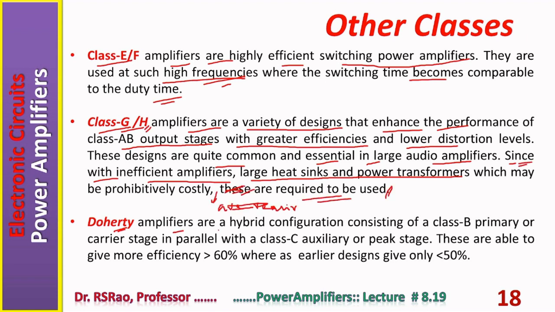Doherty amplifiers are a hybrid configuration consisting of a class B primary or carrier stage in parallel with a class C auxiliary or peak stage. These are able to give more efficiency, more than 60%, whereas earlier designs give only less than 50%.